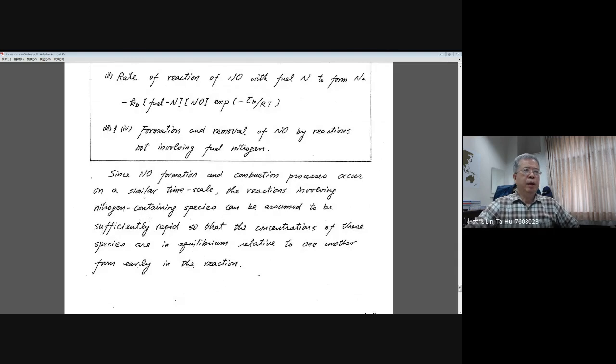And here, one thing we need to mention: since the NO formation and the combustion process occur on a similar time scale, because in the process you need to release the fuel N, and the release of fuel N occurs in the combustion process, then you need to assume the reactions involving the nitrogen-containing species are very fast. Then they are coupled with the combustion process and easily go to the equilibrium state.